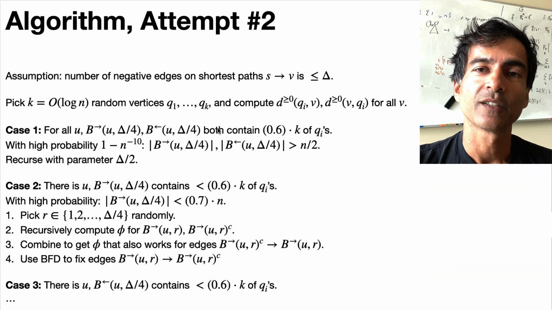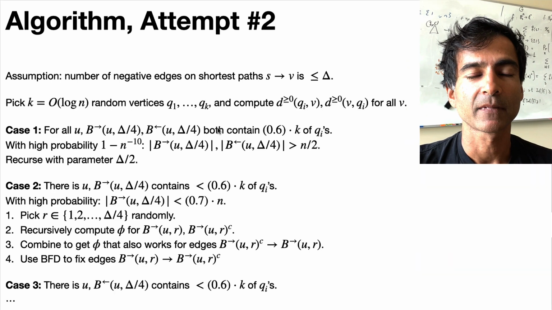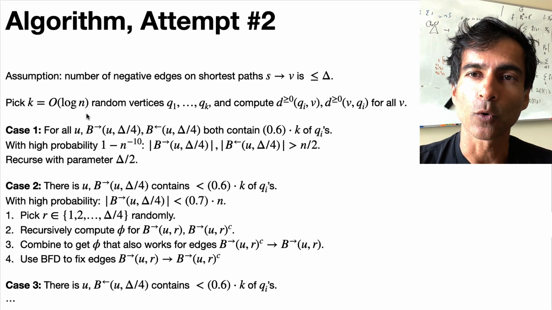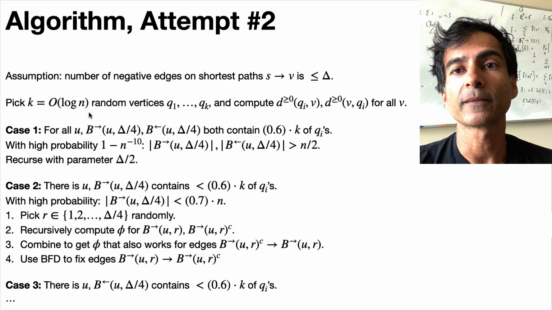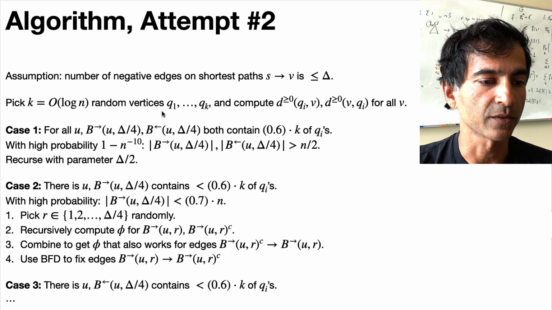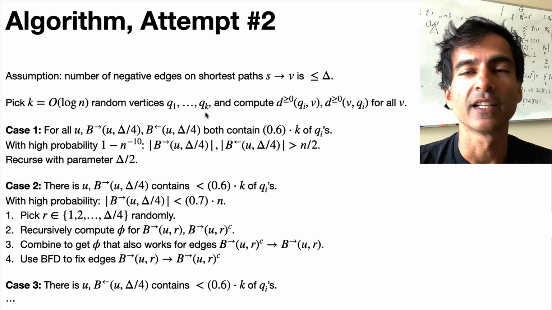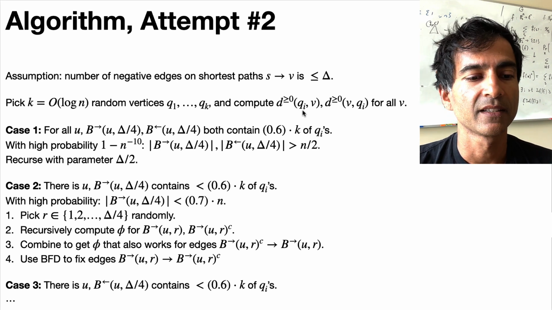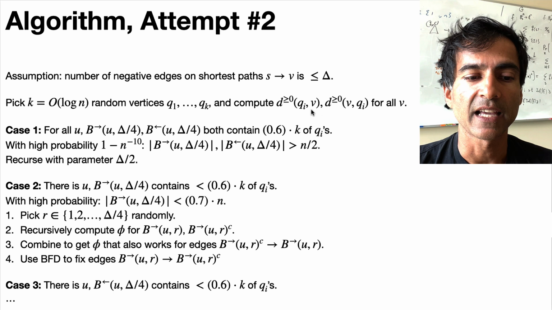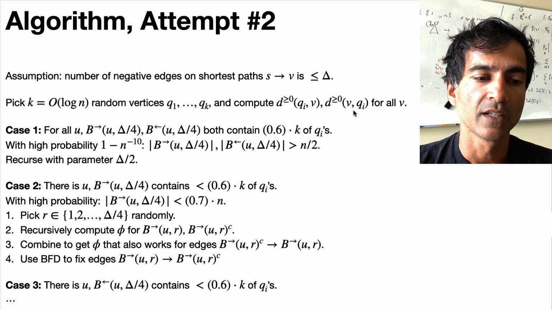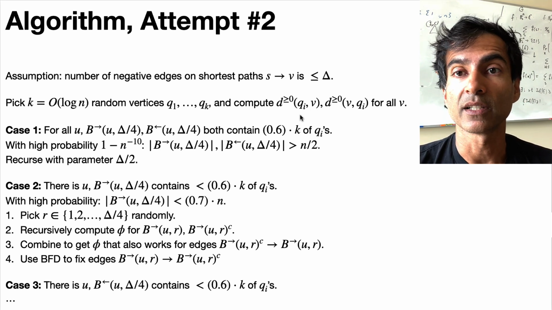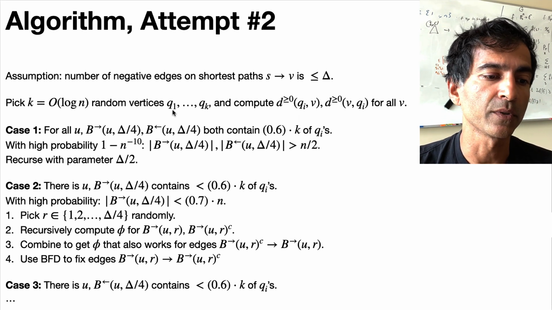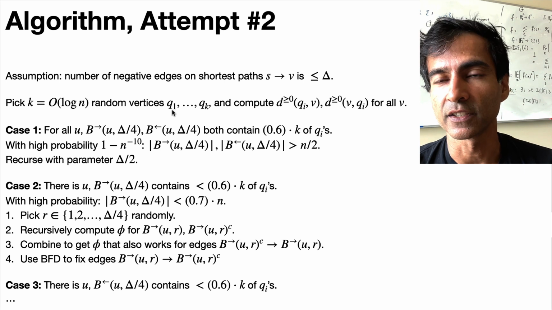And to resolve that, we'll use random sampling. So here's the idea. Let's pick k, which is roughly order log n, vertices uniformly at random from the entire graph. Pick k random vertices from the graph and compute all of the distances from these vertices to all of the other vertices, and from the other vertices to these vertices. You can do that with order k runs of Dijkstra's algorithm. With a single run of Dijkstra's algorithm, you can compute the distance from Q1 to all the other vertices.